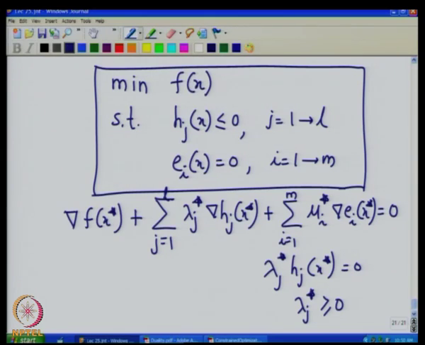So, let us assume that x star is a local minimum. Our aim is to solve this problem and get x star which satisfies these conditions as well as the second order conditions. Now, to satisfy these conditions, what we need is x star, lambda star and mu star.